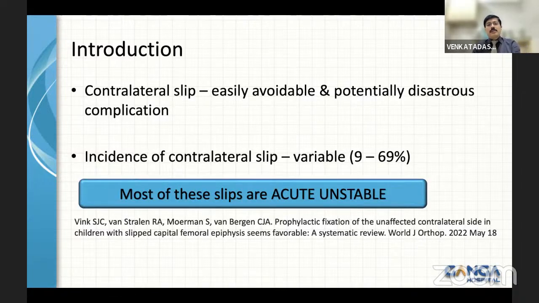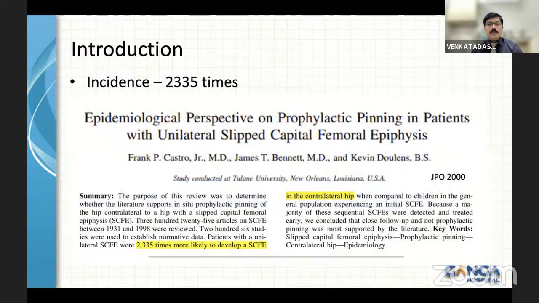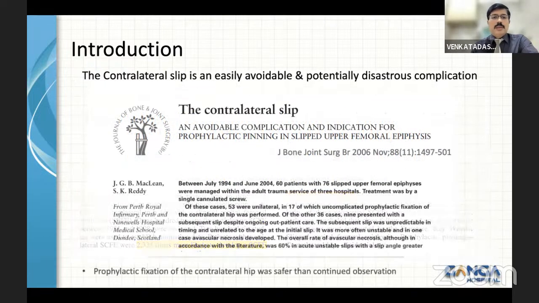And what is more important is these contralateral slips can sometimes be acute unstable, which in the literature we know that unstable slips have more rates of avascular necrosis compared to stable slips. And the incidence, as we discussed already, has variable reports, and this is an epidemiological study of a large number of patients, and they've studied that the chance is like 2,300 times more in a patient with slip. And it is published. I mean, the pendulum is swinging between prophylactic pinning and not prophylactic pinning.